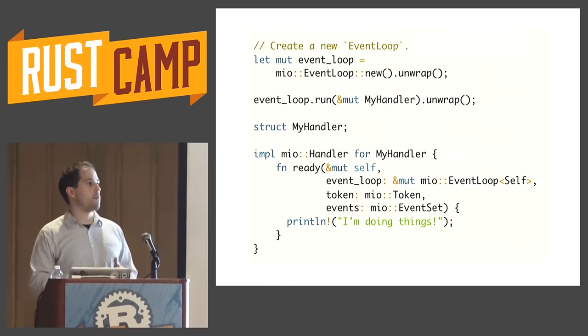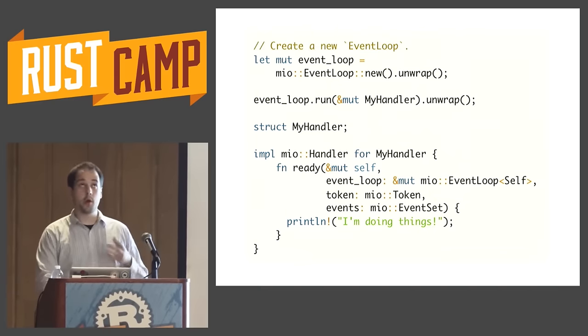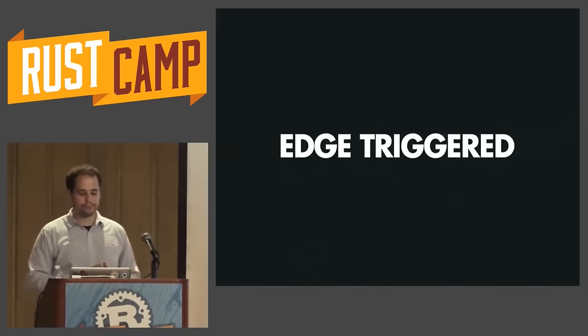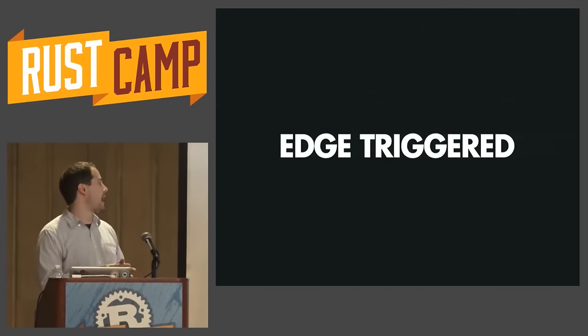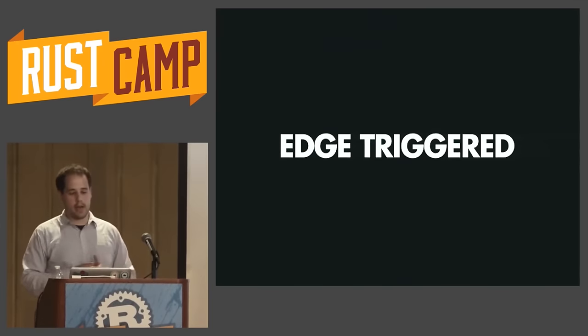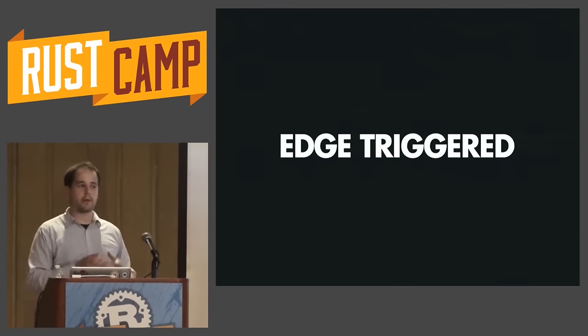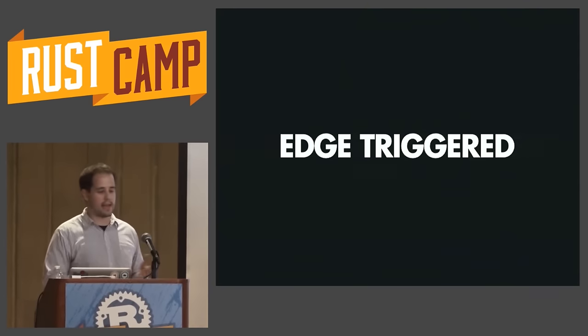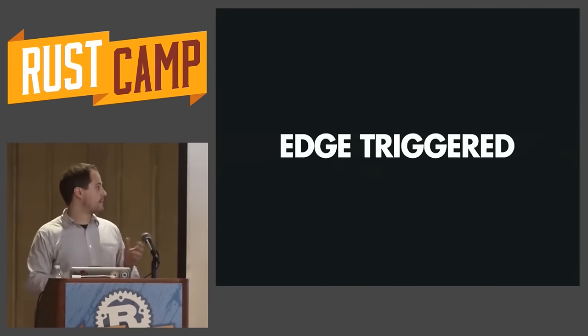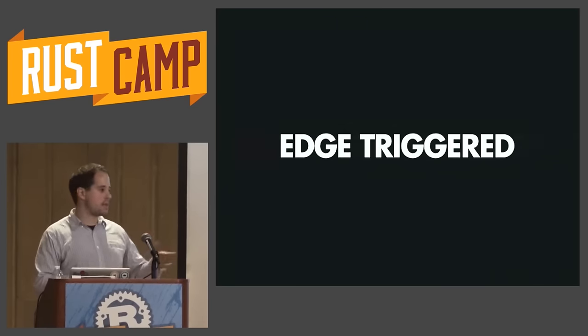And there are a couple different ways that those notifications can get delivered. So the first is edge trigger. And edge-triggered notifications are what most people are going to expect with a library like MIO. So the events, once they happen, are fired only once, and they're only delivered once to the handler.